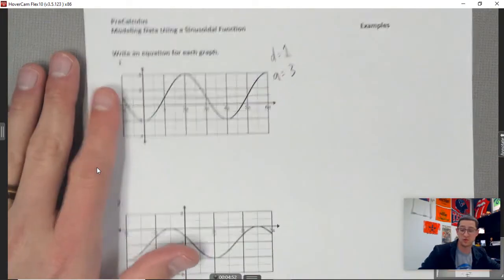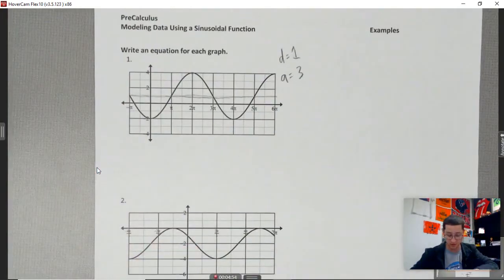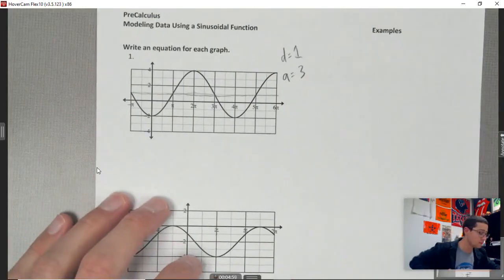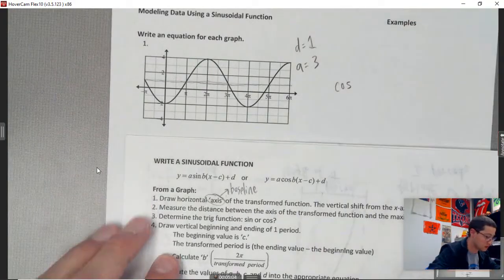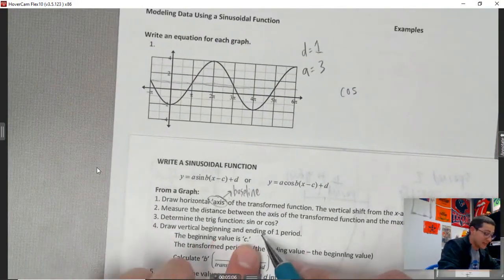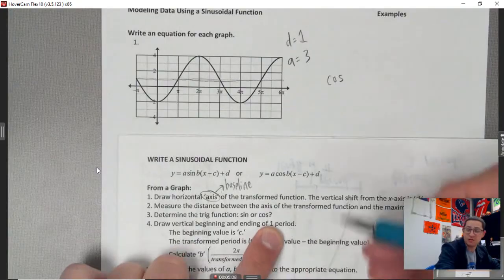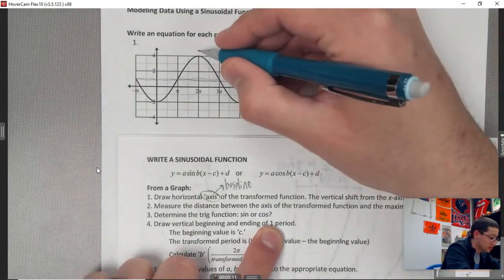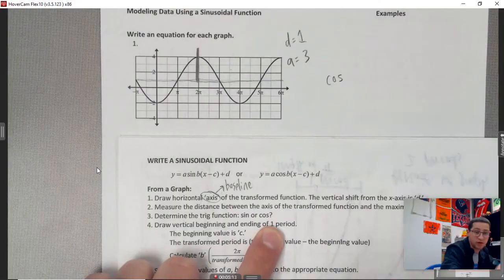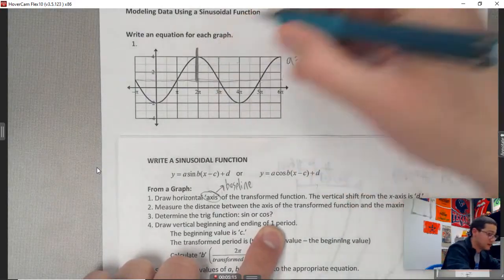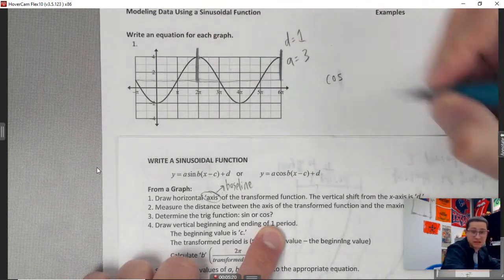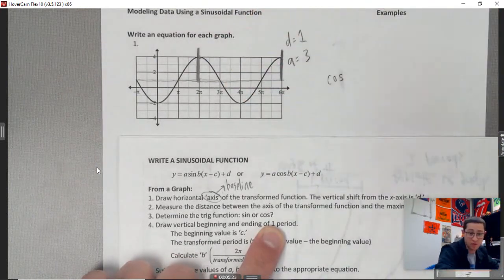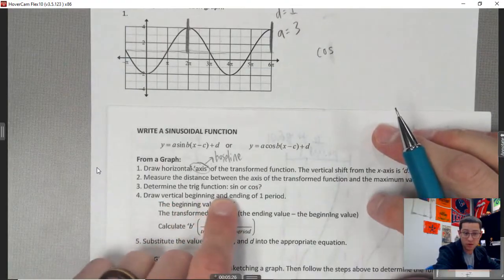But again, there are so many options to write these different equations. There's literally an infinite number of ways you could write it. So I'm going to go ahead and do cosine on this particular one. So cosine, draw the vertical beginning and ending of one period. The beginning was what we were talking about with the cosine. Cosine begins here, so I'm going to literally draw a vertical line there. That's the beginning. This is the end. Notice that same point and that same point, after this, it repeats. Cool? Draw a vertical beginning and ending of one period.